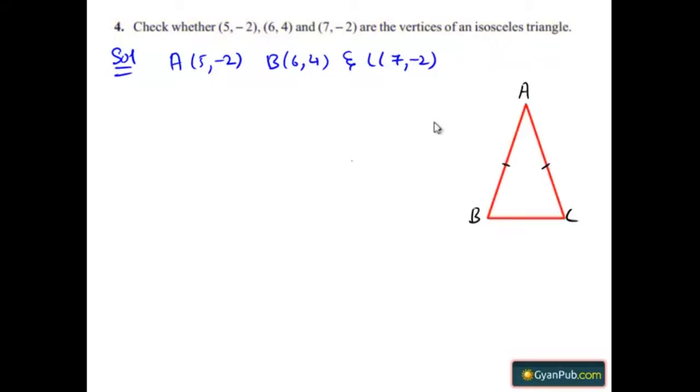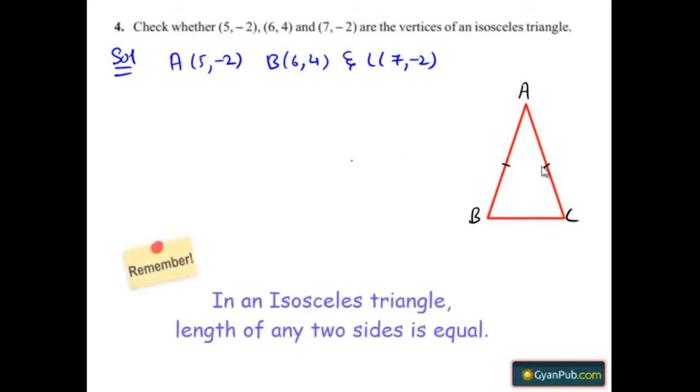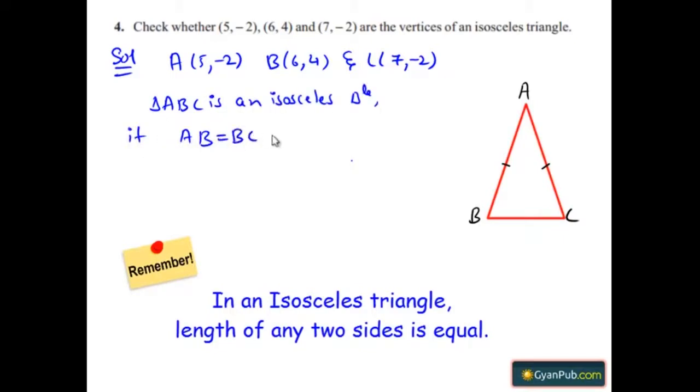We know that three non-collinear points will represent the vertices of an isosceles triangle if its two sides are of equal length. That is, triangle ABC is an isosceles triangle if AB equals BC or BC equals CA or CA equals AB.